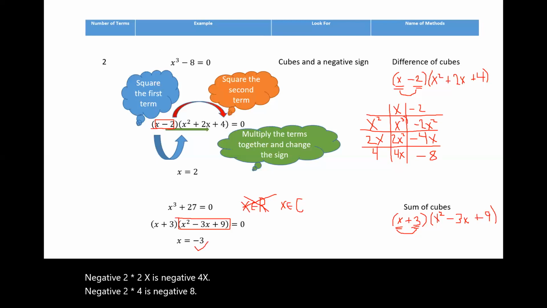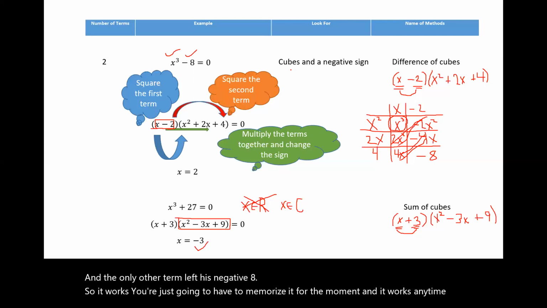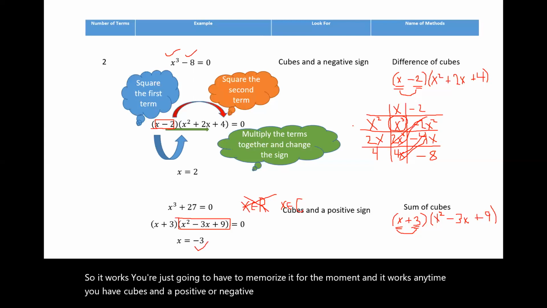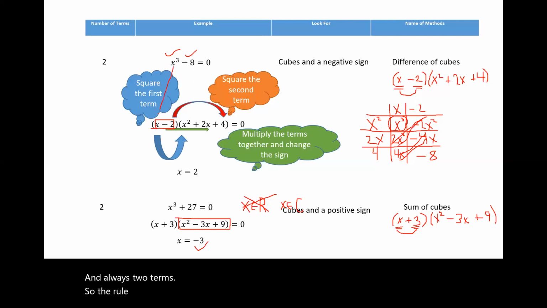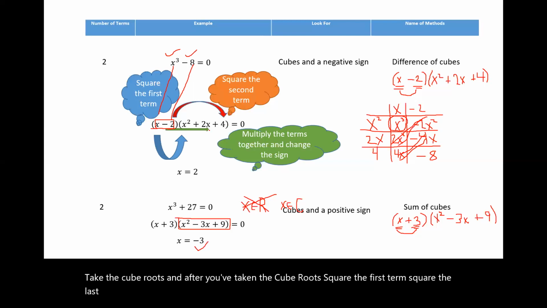Okay, that gives us x cubed. Those two eliminate each other. Those two eliminate each other. And the only other term left is -8. So it works. You're just going to have to memorize it for the moment. And it works anytime you have cubes and a positive or negative sign, and always two terms. So the rule again, take the cube roots. And after you've taken the cube roots, square the first term, square the last term, multiply them together, and change the sign.